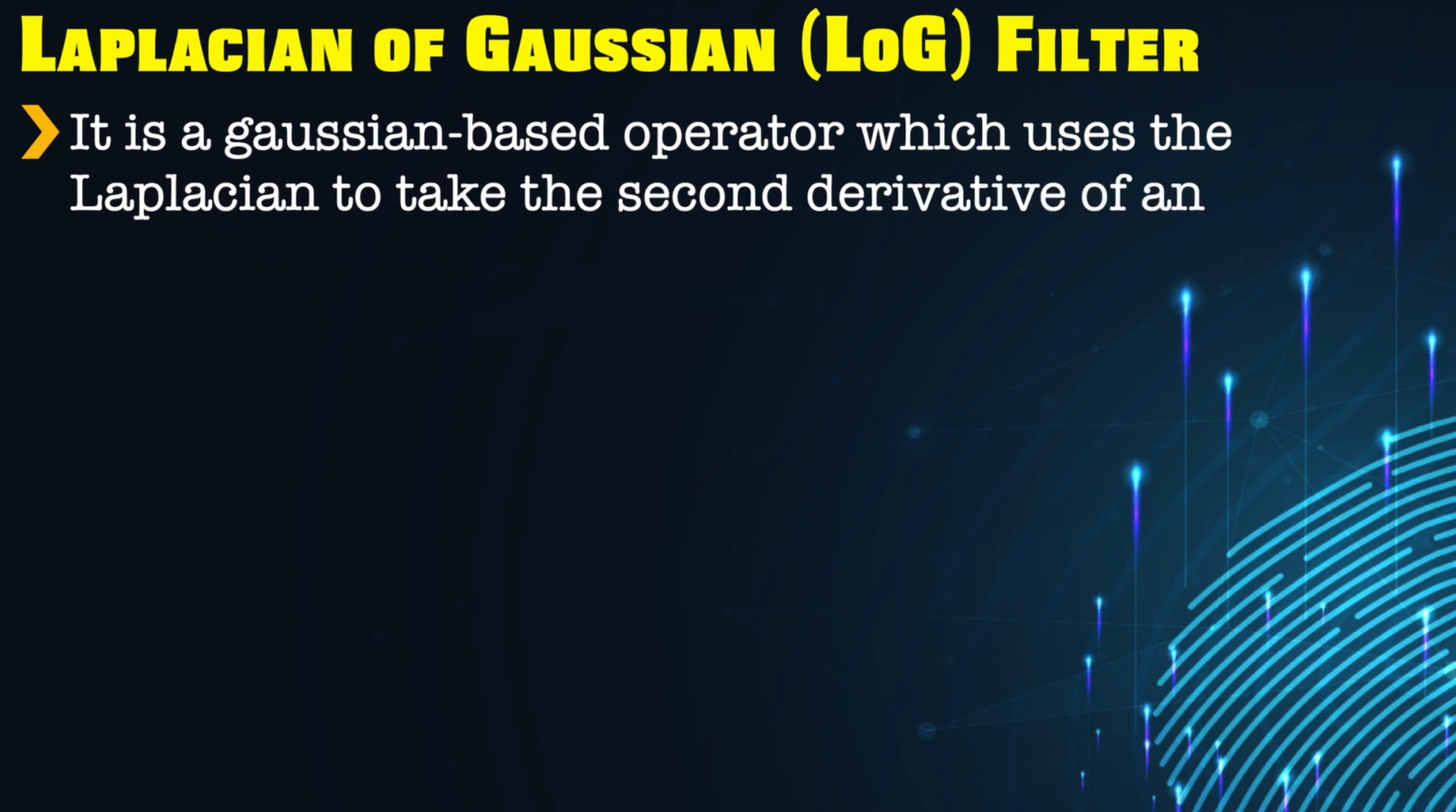Now the next filter based on the second order derivative is Laplacian of Gaussian, which means we are applying Laplacian to the Gaussian filter. This filter was introduced by Hildreth. This filter works really well for transitions of the gray level where there are abrupt changes. This filter is Gaussian based, which uses Laplacian to take the second order derivative.